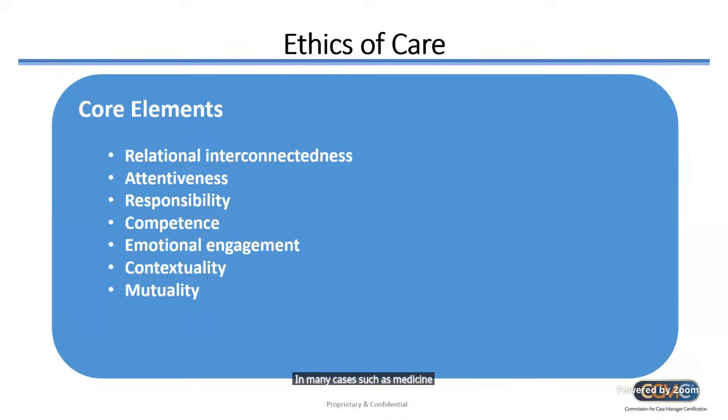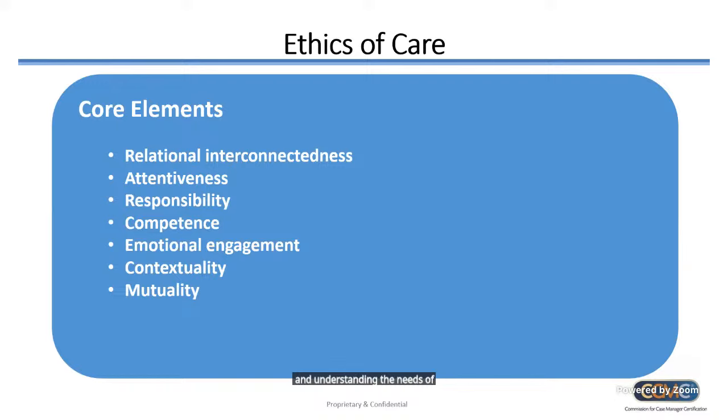Core elements of the ethics of care are relational interconnectedness. Relationships are central to human existence and moral reasoning. Ethical actions are understood within the context of those relationships, emphasizing the value of fostering trust, compassion, and mutual respect. Attentiveness is being attuned to the needs, emotions, and circumstances of others. Ethical care requires noticing and understanding the needs of those who may be vulnerable or dependent.